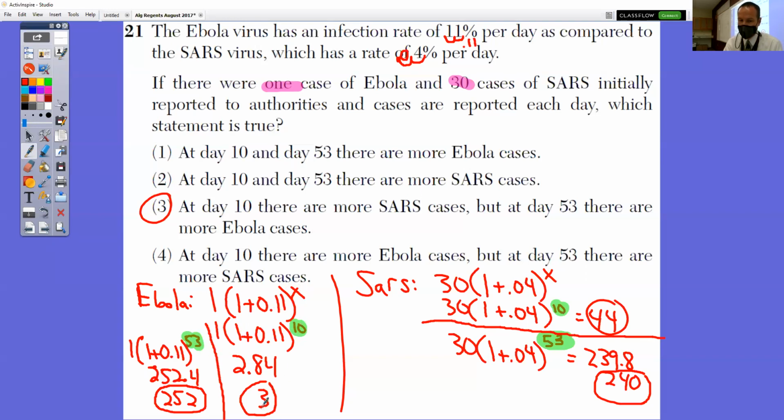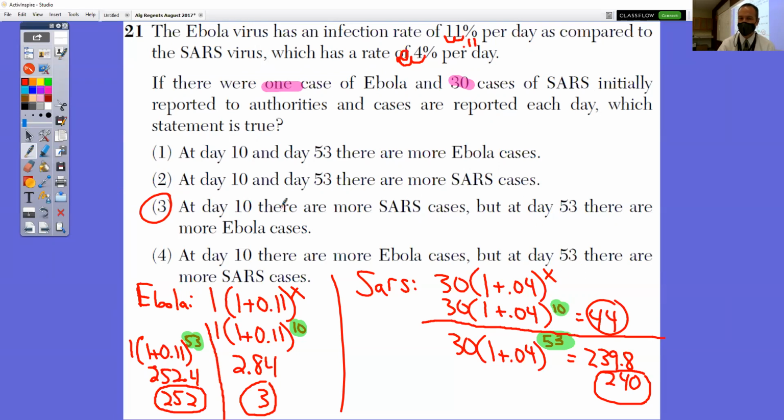So at day 10, there's 3 cases. Day 53, there's 252 cases of the Ebola. For SARS, it's a 4% increase, and it starts off with 30 cases. So 30 is the number that goes outside the parentheses. 4% increase, we're adding 0.04 to it. For 10 days, it's 44 cases. At day 53, it's 240 cases.